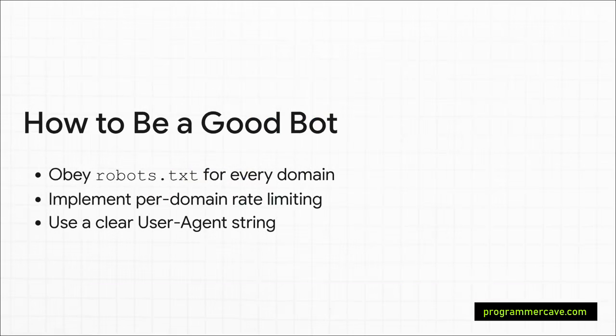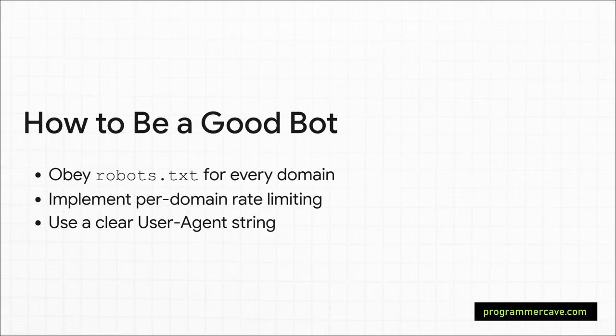First, you absolutely have to obey a file called robots.txt. It exists on almost every domain, and it's a set of rules telling you which pages you're allowed to visit and which ones are off-limits. Second, you have to implement strict per-domain rate limiting. That just means you don't hit the same server over and over again, maybe just one request every 5 seconds or so. And third, you use a clear user agent string to identify your crawler so that website owners know who's visiting them.